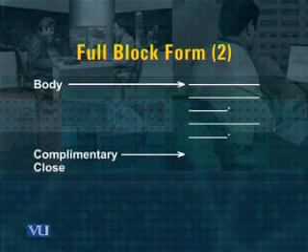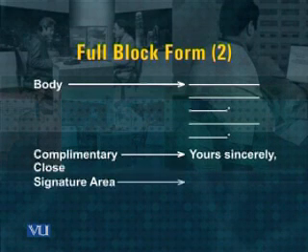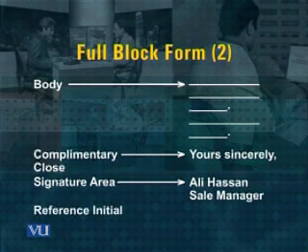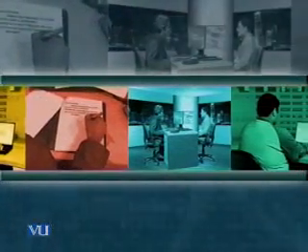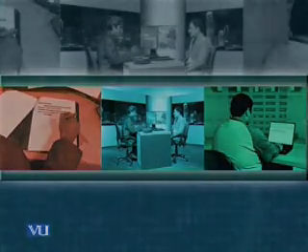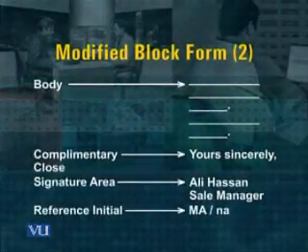Then we have complimentary clause, we have signature area, reference section, enclosure, and so on. So in this layout we have ease. This layout is very common in multinational organizations and all those organizations that are being run on modern lines. So this is another layout. In this layout, normally we use open punctuation. In modified block form, we use close punctuation.